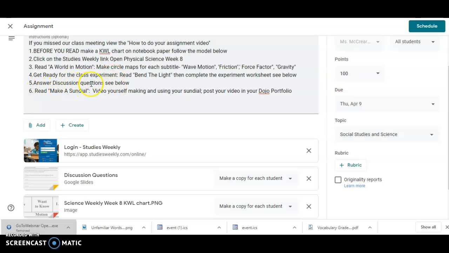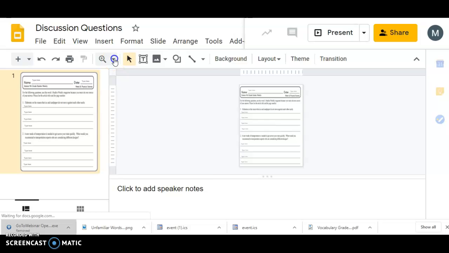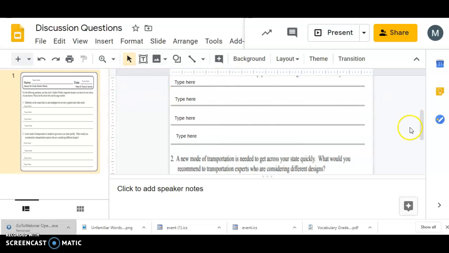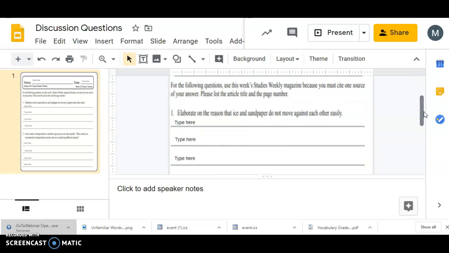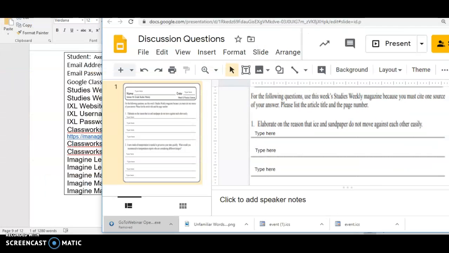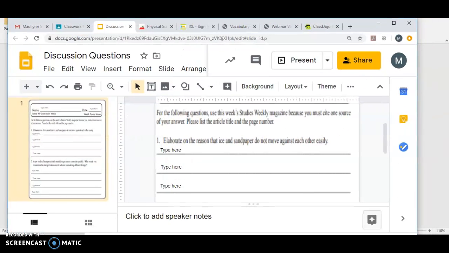Answer discussion questions below. There it is, discussion questions. Same thing. Get a little bigger. Scroll to the top. Write your name and the date. And just like any other time, you're going to use your article for your evidence. It says, for the following questions, use this week's magazine, and you must cite the source of your answer. Please list the article, title, and page number. And hopefully I can get this thing back where it belongs. Yes. Okay.